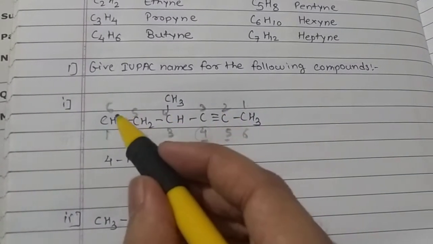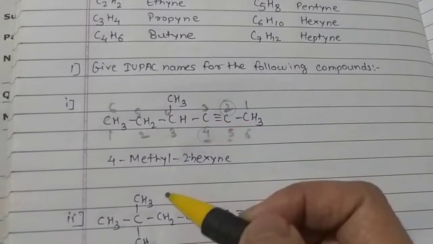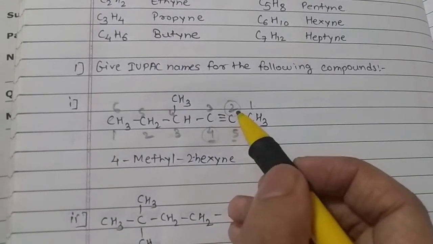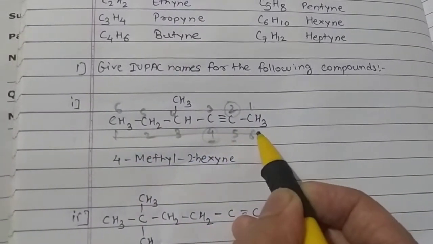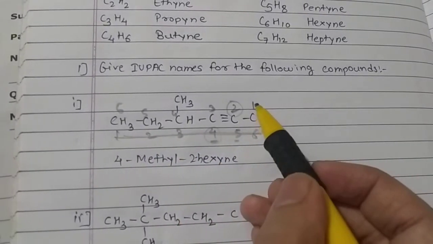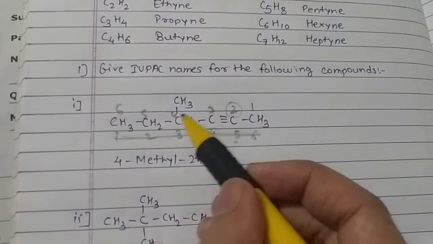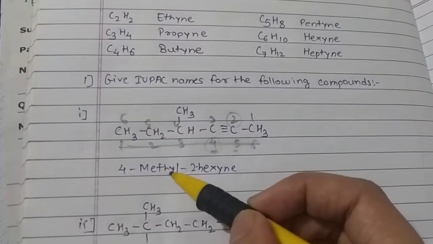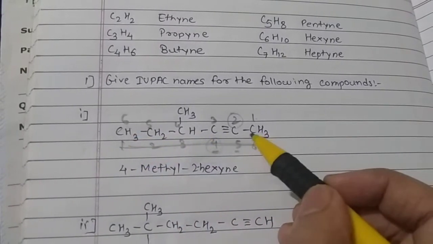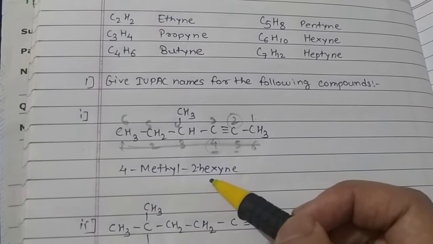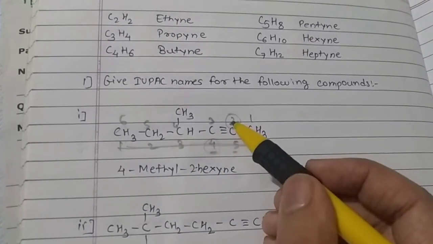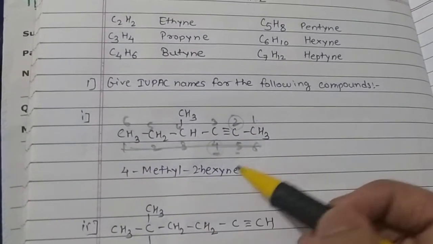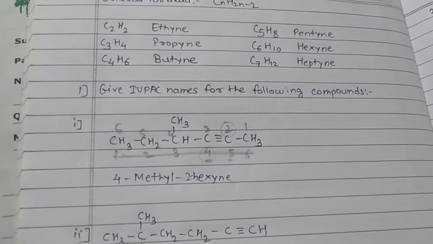And if we number from this side, triple bond comes to second position. It is between second and third carbon, so it comes at second position. So the other numbering is not done. This is correct. 1 2 3 4 5 6. So fourth position has a methyl substituent, so 4 methyl. Then 6 carbons are there in carbon skeleton, therefore hexyne. So triple bond is on second carbon, so 4 methyl 2 hexyne, or we can write 4 methyl hex 2yne.